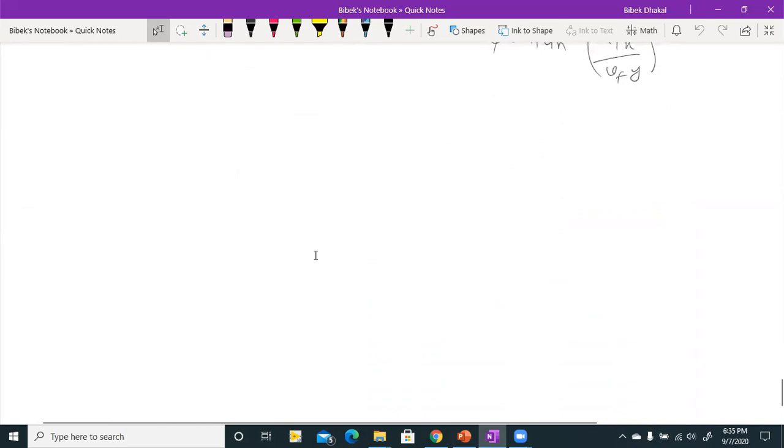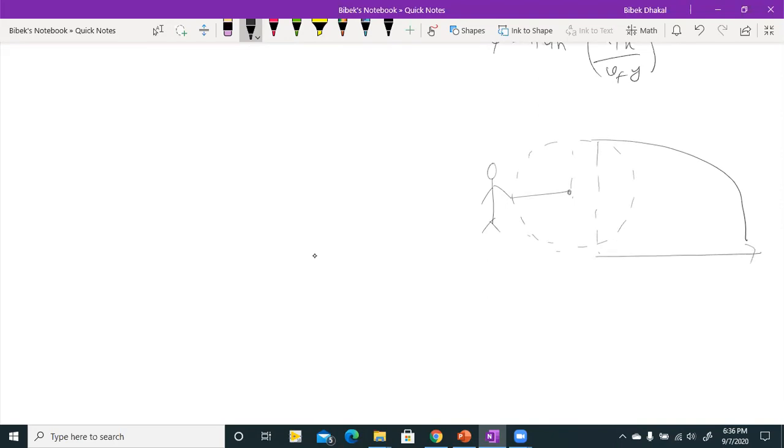So let me draw this scenario over here. Suppose this was the person holding the string, and he was rotating the stone like this. And the string somehow broke, and the stone came out like a horizontal projectile, and now you need to find the range and stuff like that.